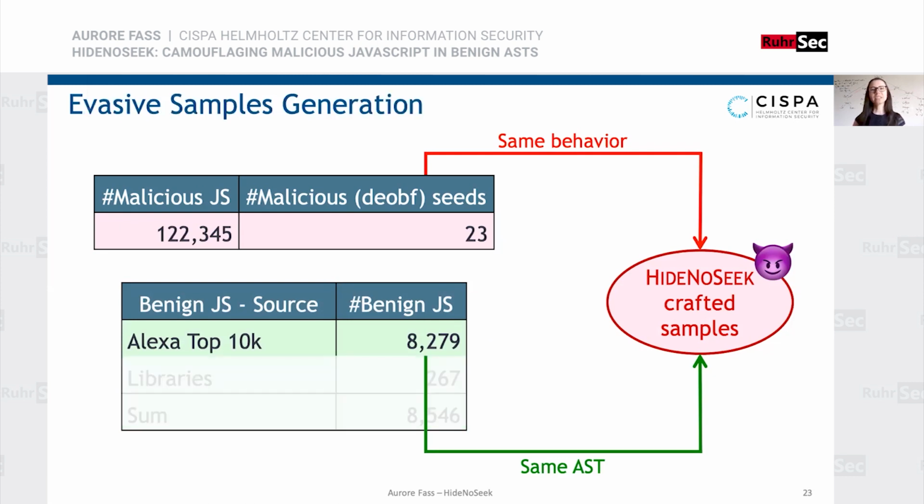How many samples can we actually craft? So for our first experiments, let's consider only the high-profile web pages, meaning the Alexa websites as our benign dataset. In this case, out of our 23 seeds, we could reproduce the behavior of 22 of them by generating over 90,000 samples which have exactly the same AST as samples from Alexa top 10,000 websites.